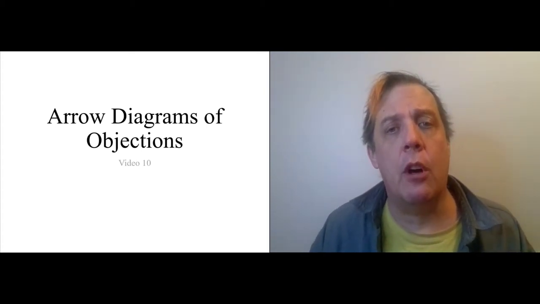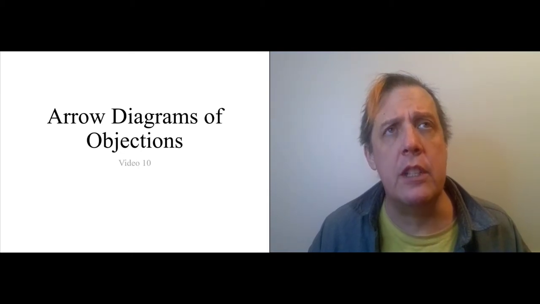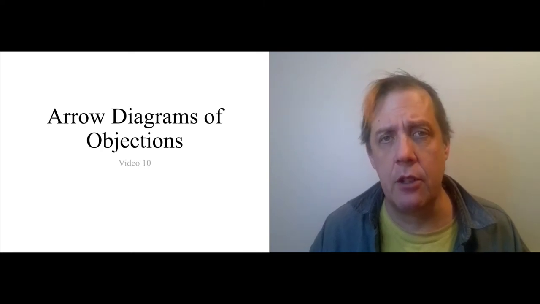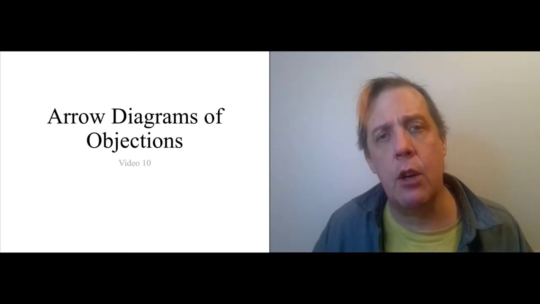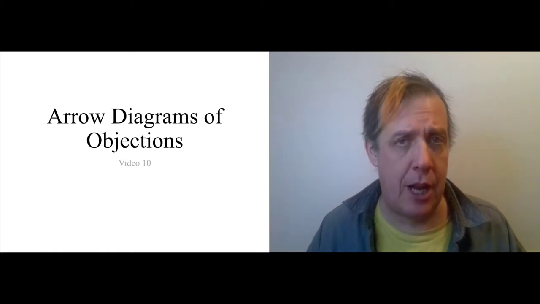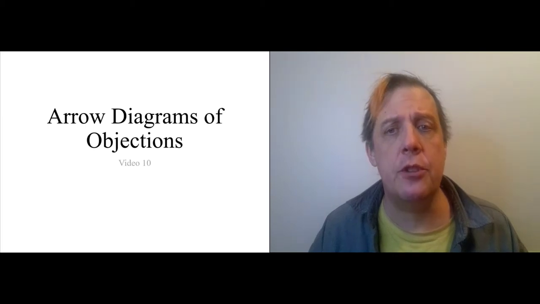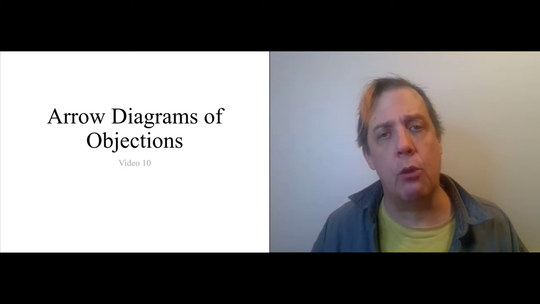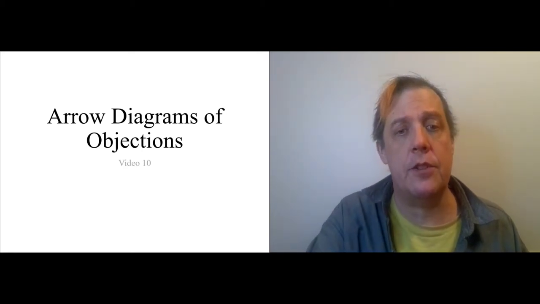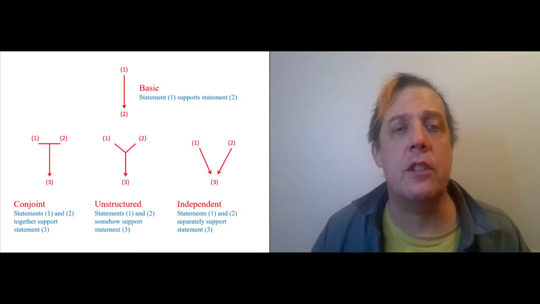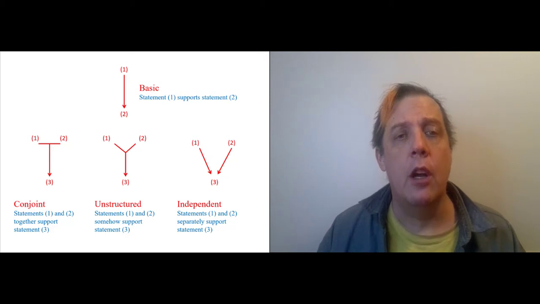Arrow diagrams are an improvement or a more detailed representation of arguments than simply putting arguments in standard form, because arrow diagrams allow us to represent the relationship between premises and also to string longer arguments together so that we can see when something is playing the role of an intermediate conclusion, for instance. So these are the basic elements. Right, the most basic element is going to be a situation where statement 1 is evidence for statement 2.